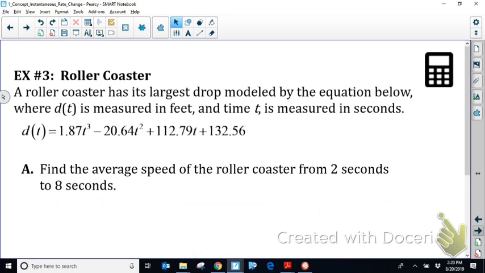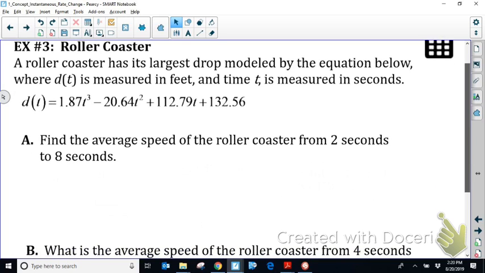Now moving on to the next example, we see we're talking about a roller coaster where the drop in the roller coaster is modeled by the polynomial expression below, d of t. Now this is very similar to the leaning tower of Pisa problem that you saw in example 1, where in part A, it says what's the average rate of change, or average speed, of the roller coaster over the time interval from 2 seconds to 8 seconds.